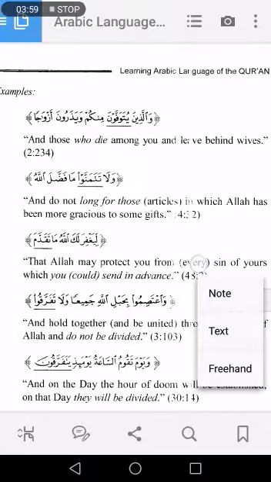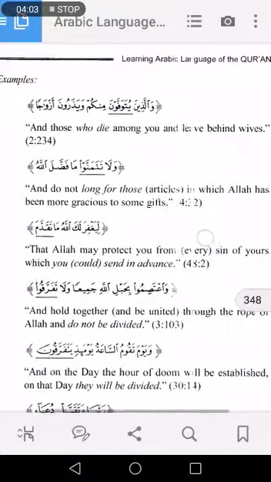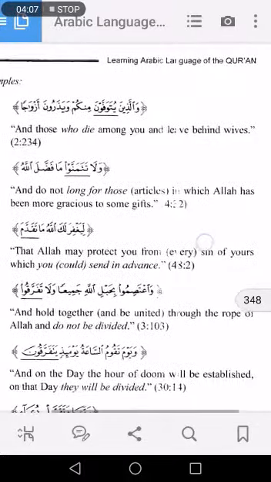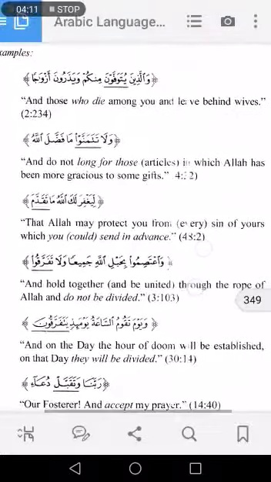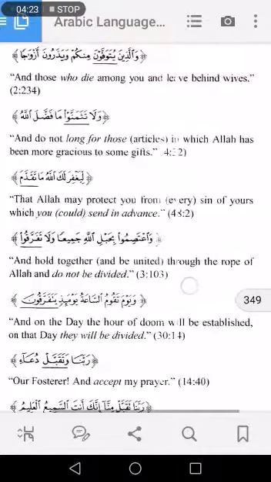وَلَا تَتَمَنَّوْا مَا فَضَّلَ اللَّهُ. And do not long for those articles in which Allah has been more gracious to some gifts. تَتَمَنَّوْا. Again, this is from the same family. تَقَدَّمَ. قَدَّمَ is to proceed. تَقَدَّمَ, you yourself are proceeding, or to go in advance. لِيَغْفِرَ لَكَ اللَّهُ مَا تَقَدَّمَ. That Allah may protect you from every sin of yours which you could send in advance.